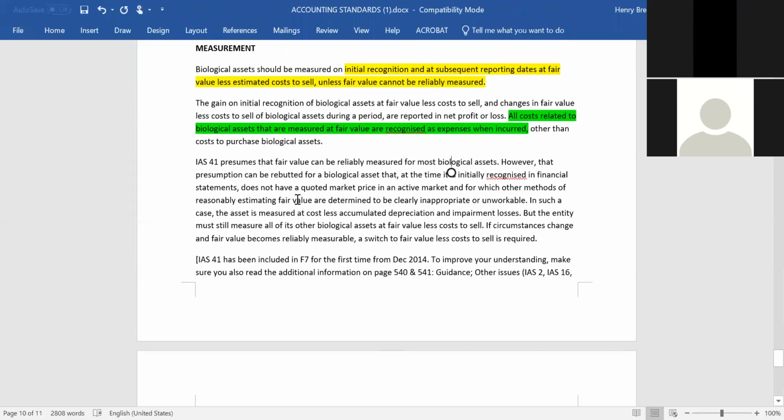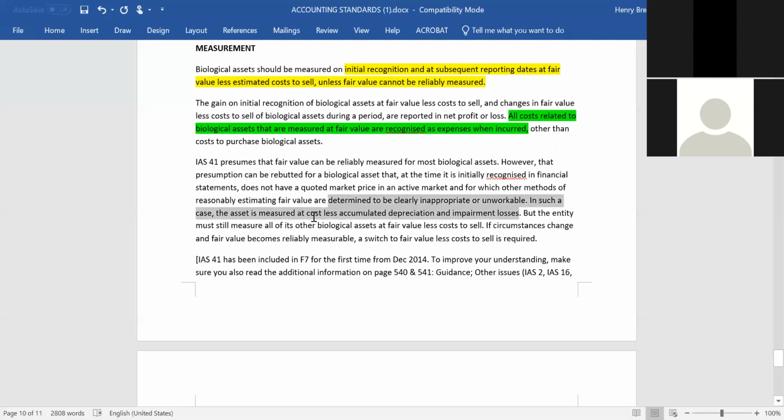IAS 41 presumes that fair value can be reliably measured for most biological assets. However, that presumption can be rebutted for a biological asset that, at the time it is initially recognized in financial statements, does not have a quoted market price in an active market, and for which other methods of reasonably estimating fair value are determined to be clearly inappropriate or unworkable. In such a case, the asset is measured at cost less accumulated depreciation and impairment losses.